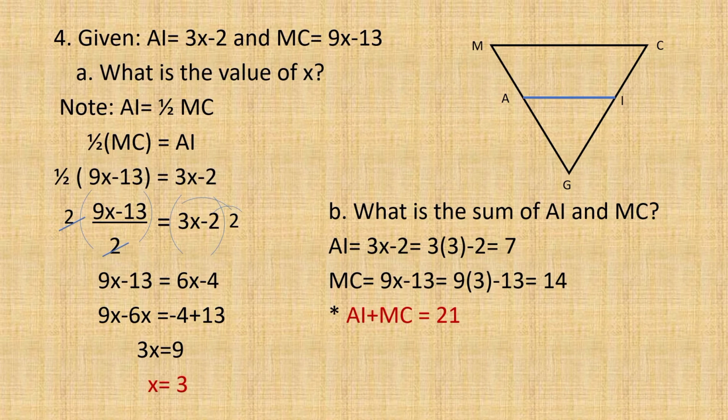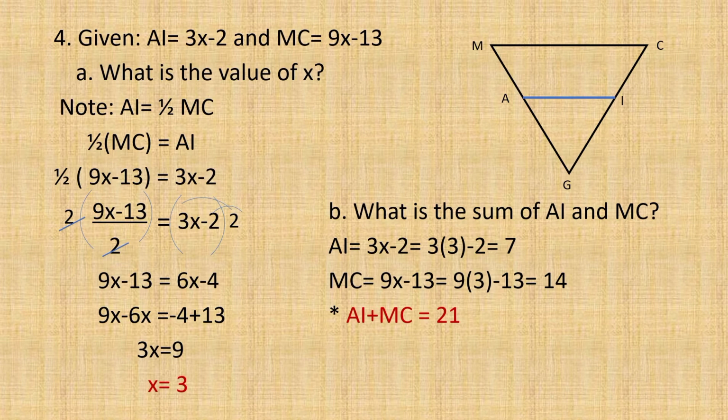Letter B. What is the sum of AI and MC? So since we already have the value of x, which is 3, let us find the length of AI. So let us substitute 3x minus 2 is equal to 3 times the value of x, which is 3, minus 2. So 3 times 3 is 9 minus 2 is equal to 7. So therefore AI is equal to 7.